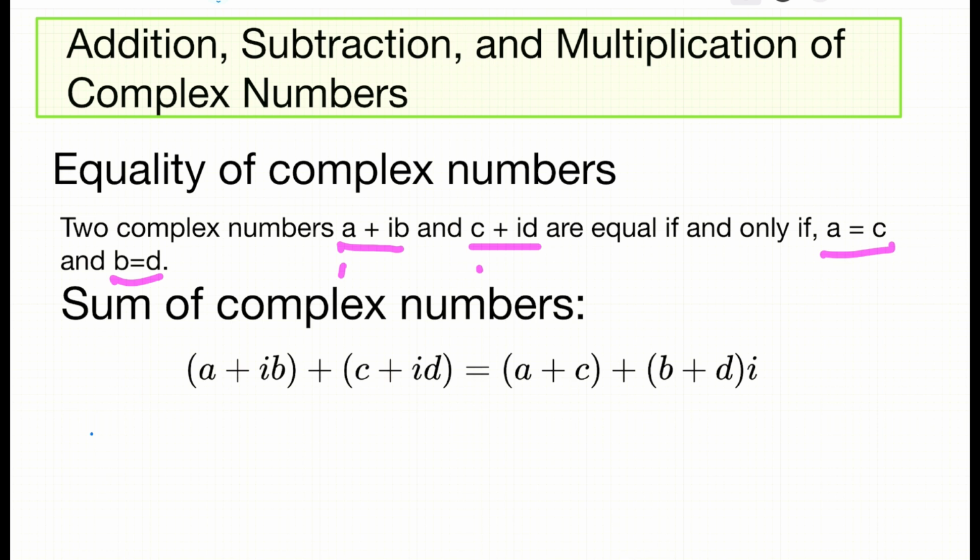Now when we're dealing with the sum of complex numbers, we'll take this first number, a plus ib, plus c plus id. What we do is we add the real terms together, and then we add the imaginary terms together. So let's do an example.